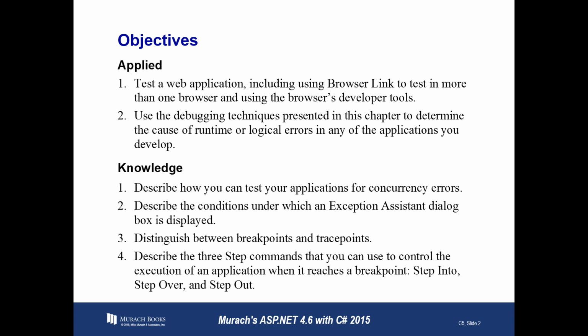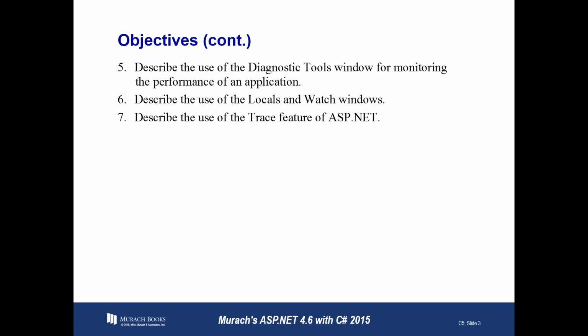Then in our knowledge objectives, number 1, describe how you can test applications for concurrency errors. Number 2, describe the conditions under which the exception assistant dialog box will be displayed. Number 3, distinguish between breakpoints and trace points. Number 4, describe the 3 step commands that you use to control the execution of an application when it reaches a breakpoint, those being step into, step over, and step out.